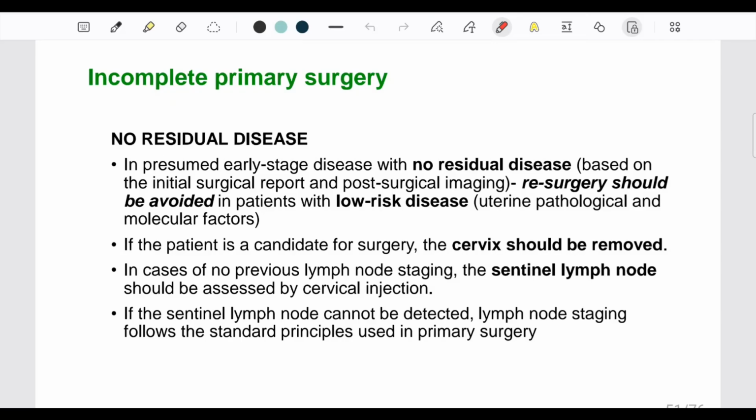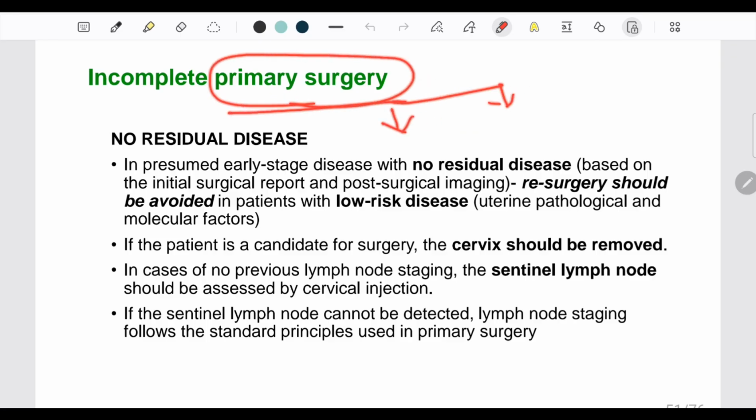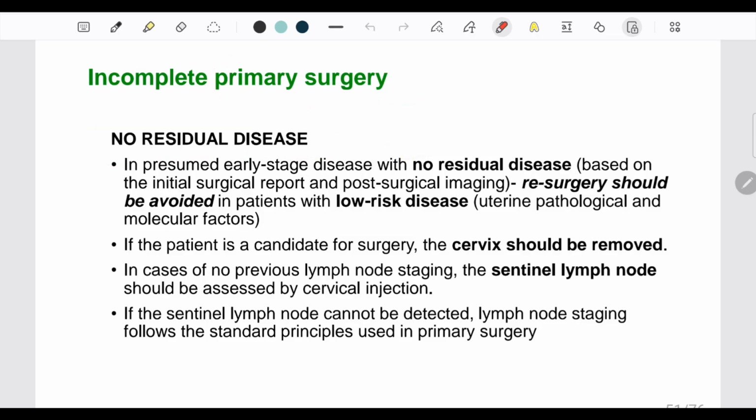Incomplete primary surgery. So we know endometrial cancer management is based on surgical staging. If surgery has been done and the patient came to you, you have to check whether there is any residual disease or no residual disease. In presumed early stage disease with no residual disease, based on the initial surgical report and post surgical imaging, resurgery should be avoided in patients with low risk disease, including uterine pathological and molecular factors.